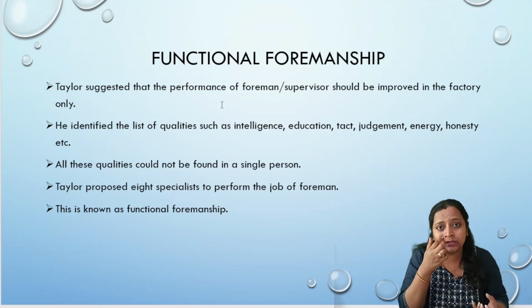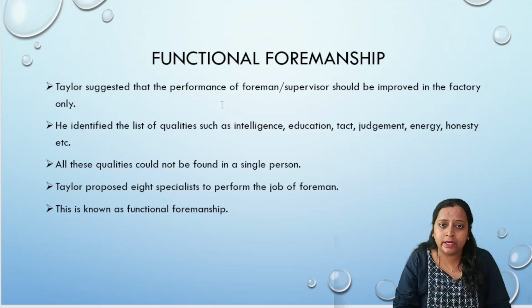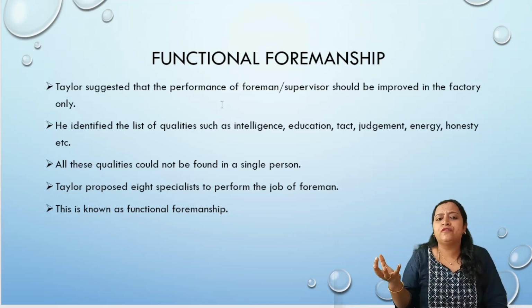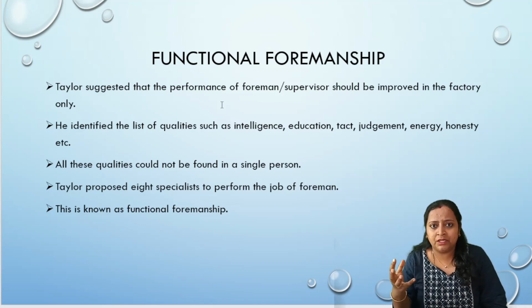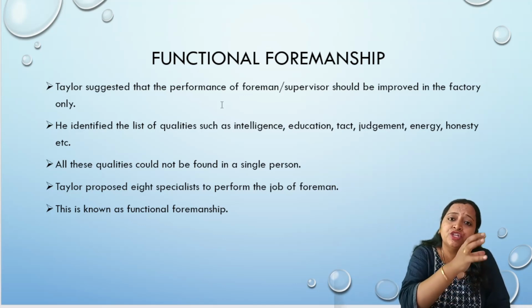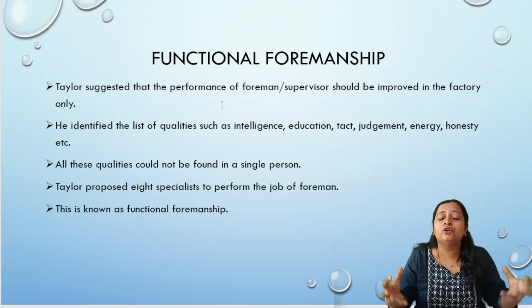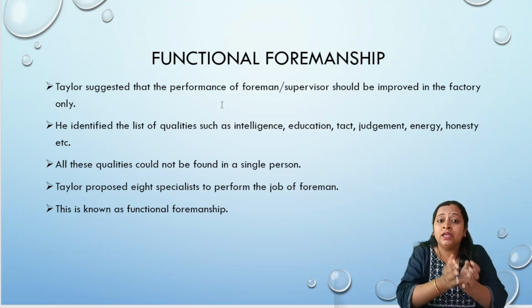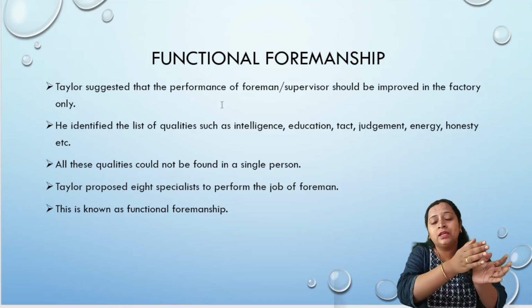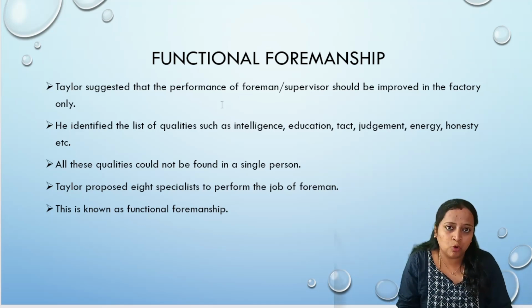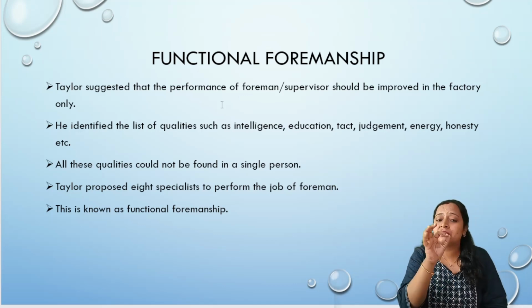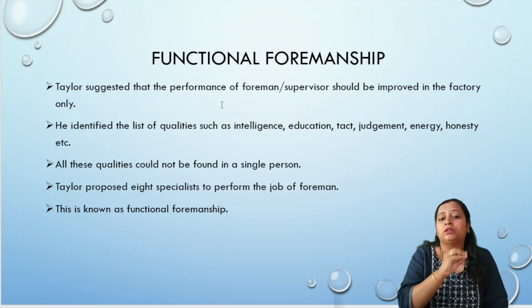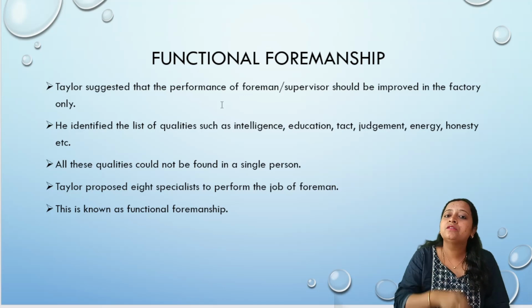So what did Taylor do? To increase efficiency or productivity, first you have to increase the efficiency of the foreman. First you have to identify these foremen and develop them. With that development and increased efficiency, it will directly impact the workers also. So for that purpose he concentrated mainly on the foremen, that is, the supervisors.